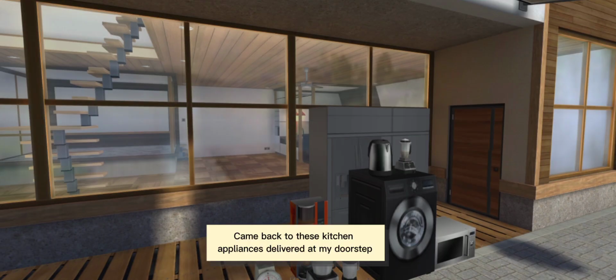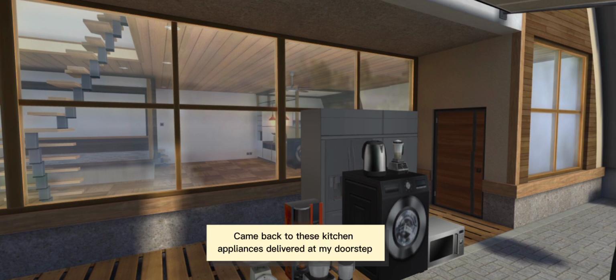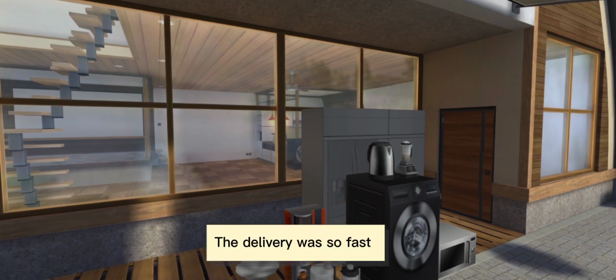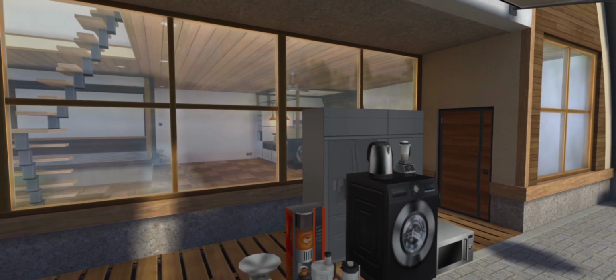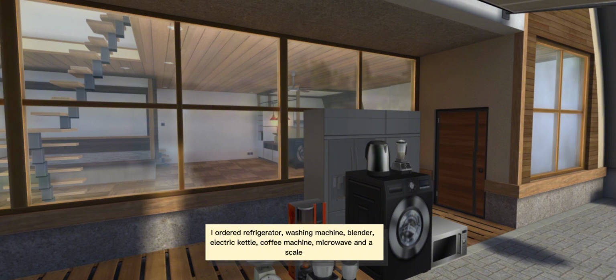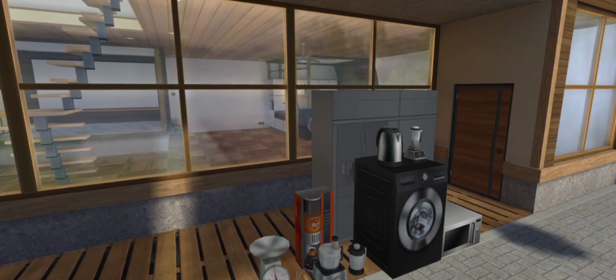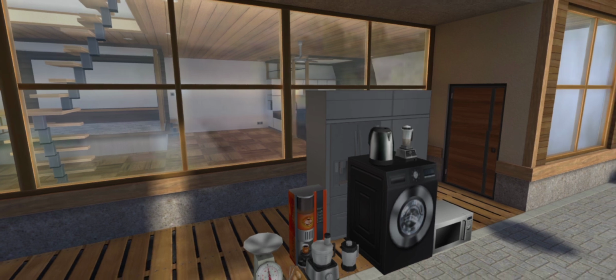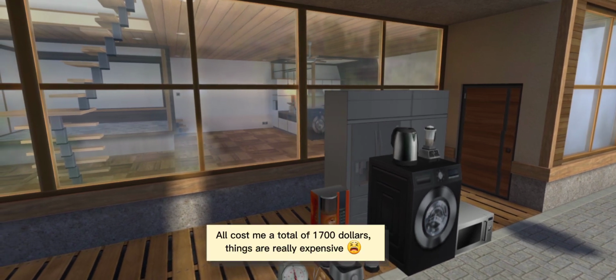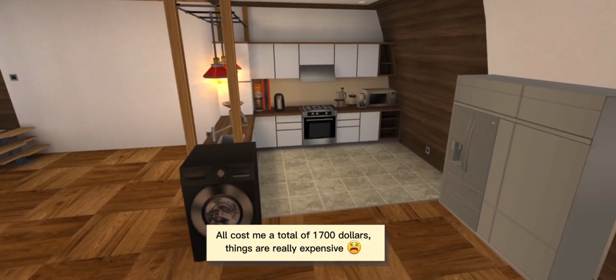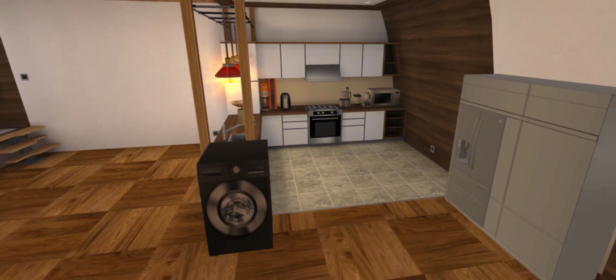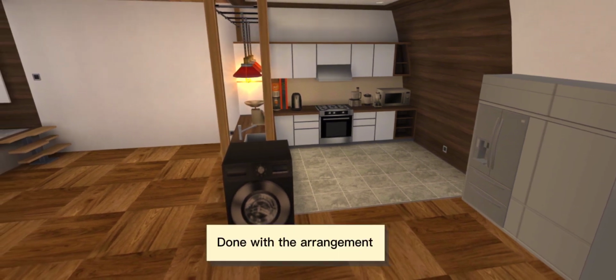Came back to these kitchen appliances delivered at my doorstep. The delivery was so fast. I ordered a refrigerator, washing machine, blender, electric kettle, coffee machine, microwave, and a scale. All cost me a total of $1,700. Things are really expensive. Done with the arrangement.